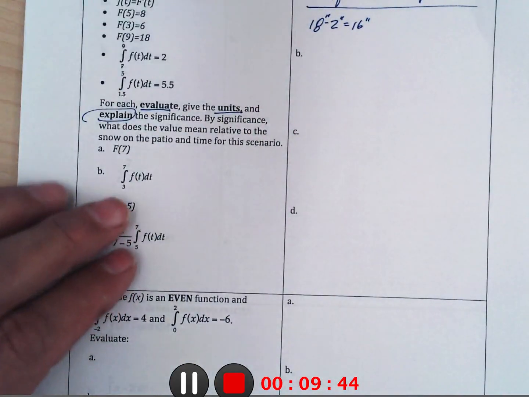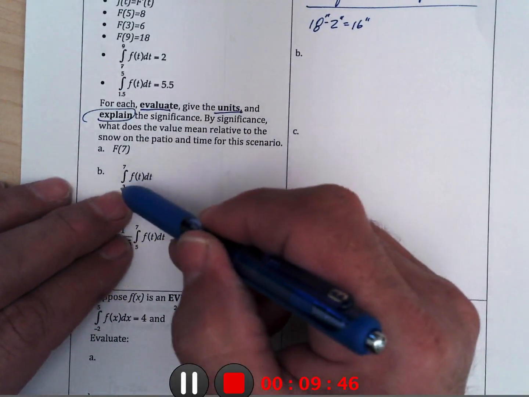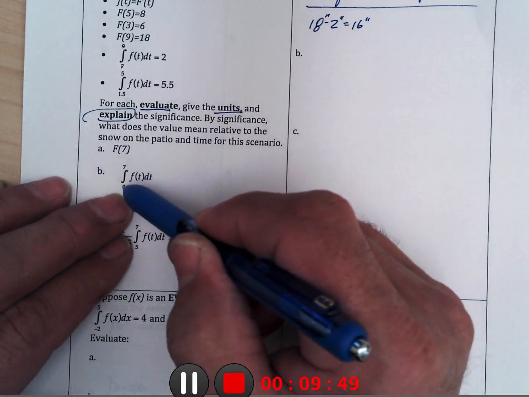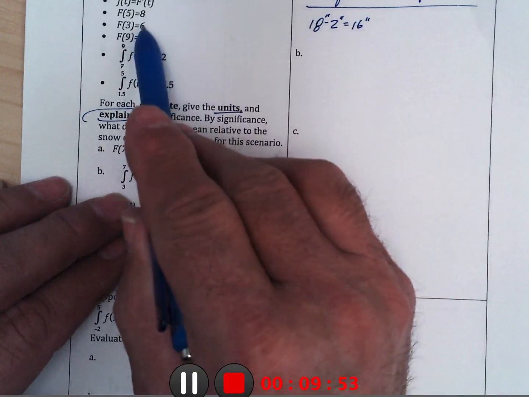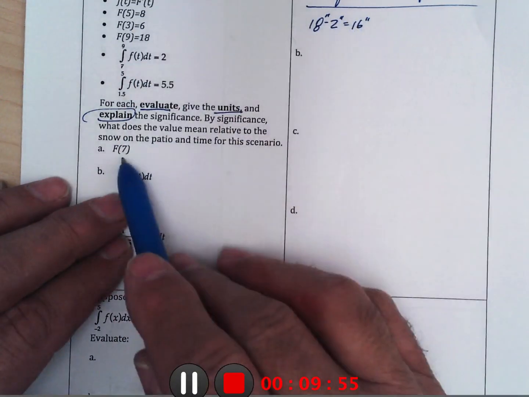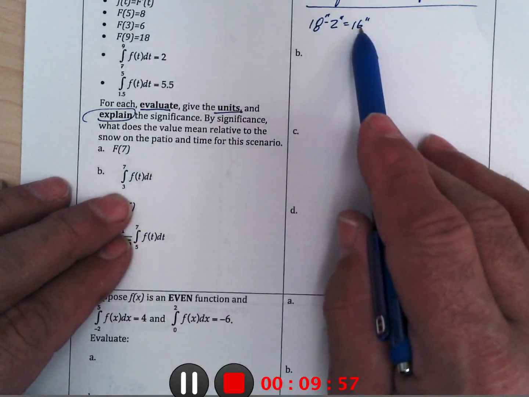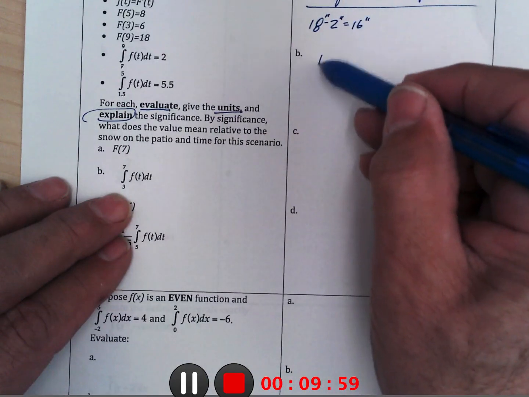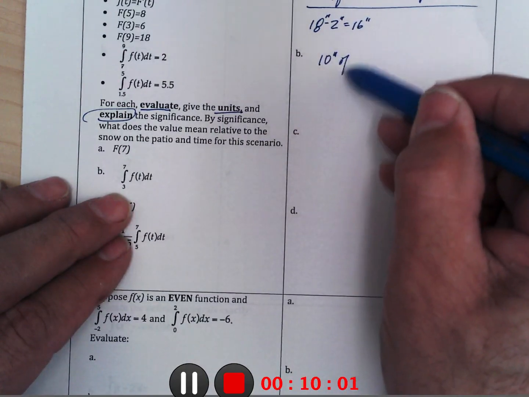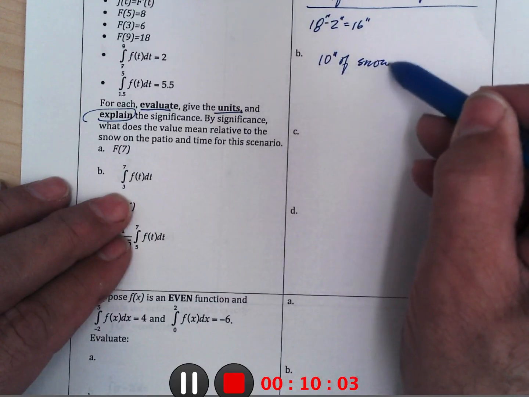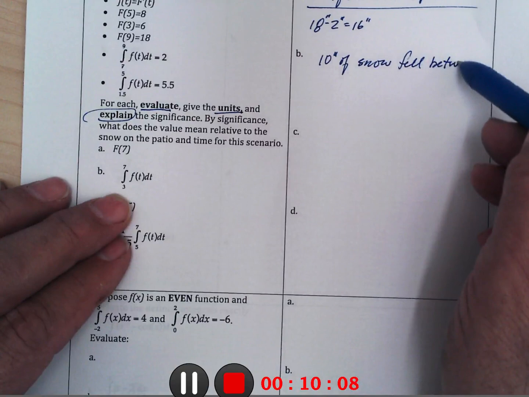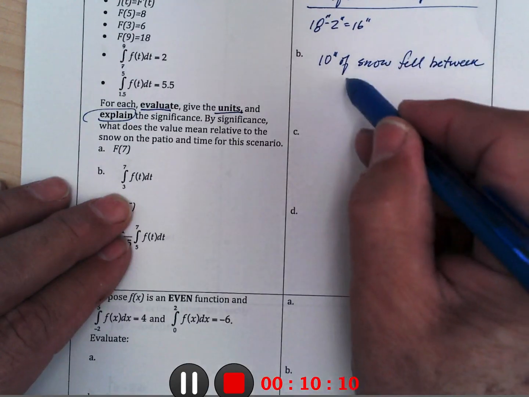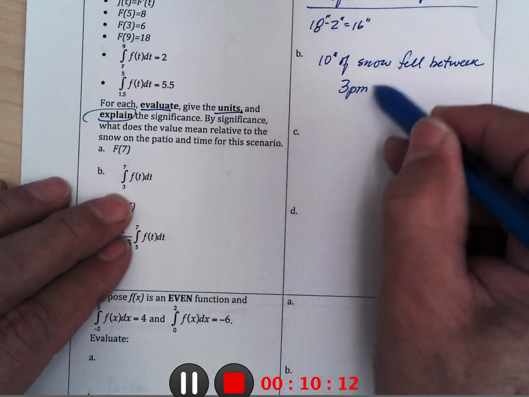That'll help me know how you got your answer. This says how much snow fell between 3 p.m. and 7 p.m. Well, at 3 there was 6. At 7 we just figured out there was 16. So that means 10 inches of snow fell between 3 p.m. and 7 p.m.